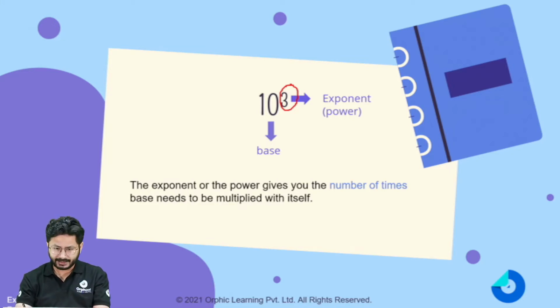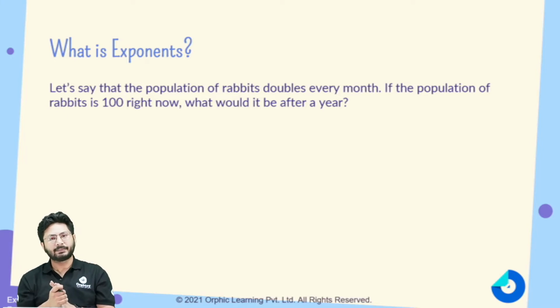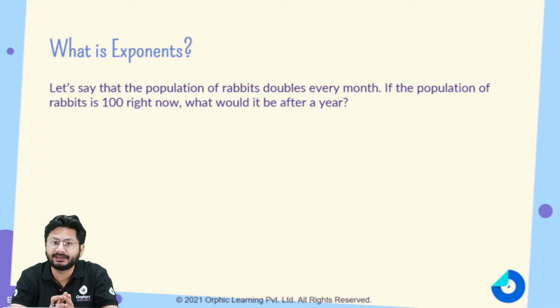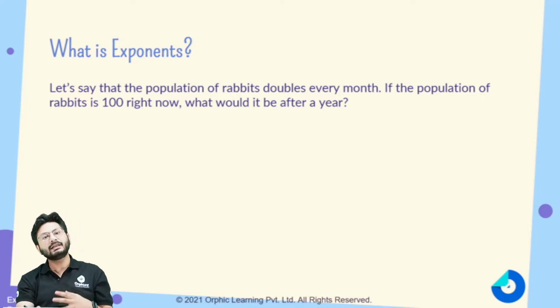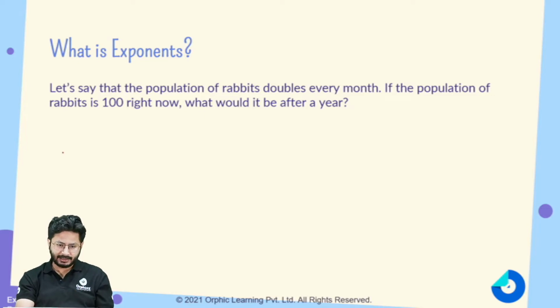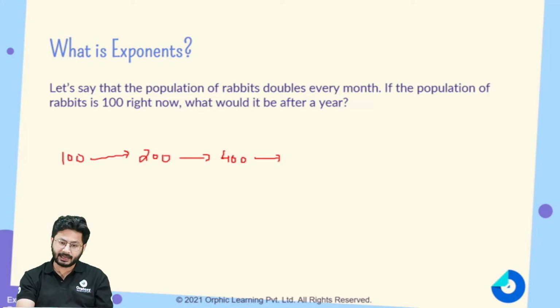Okay, great. So let's take an example of how it makes our life easier. Let's say the population of rabbits doubles every month. If the population of rabbits is 100 right now, what would it be after a year? Every month the population doubles. Currently it is 100. After the first month, it will double and become 200. After the second month it will again double and become 400. Third month again double and become 800, and so on.